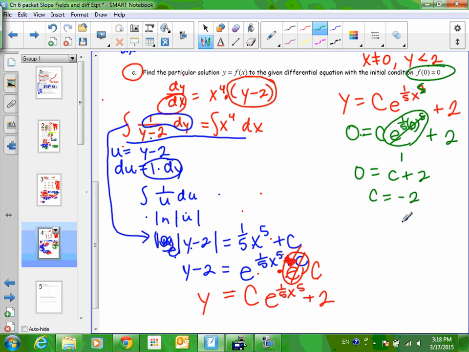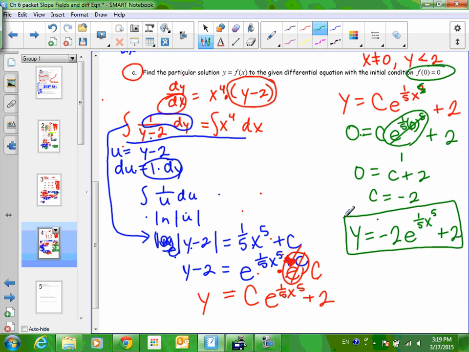Okay. We were really loosey-goosey with c. That's fine. Now that I have said that c is -2, it will always be -2 in this problem. I can't just be wishy-washy with it anymore. I do need to write my final answer. So y equals -2 e to the 1/5 x to the 5th plus 2. That's your final answer. Don't just stop with finding c. You do have to write your final answer. You have to put it all together.